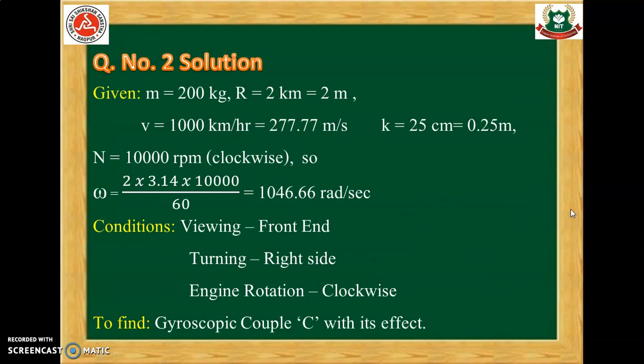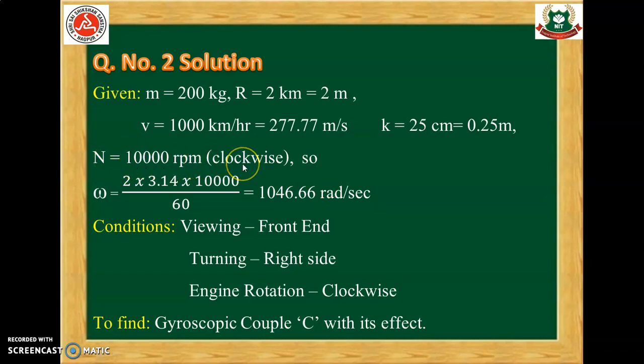We have the given parameters: m equals 200 kg, radius of turning is 2 km, that is 2000 meters, velocity as 1000 km per hour. We will convert this velocity in meters per second, and it comes to 277.77 meters per second. The radius of gyration k is given as 25 centimeter, which is 0.25 meter.